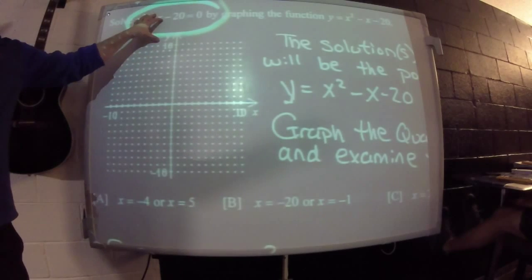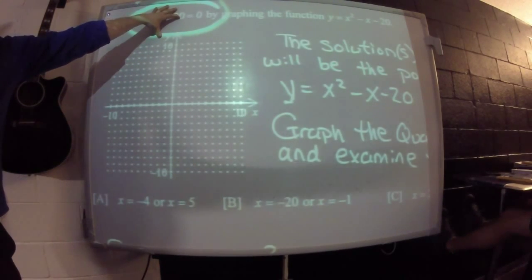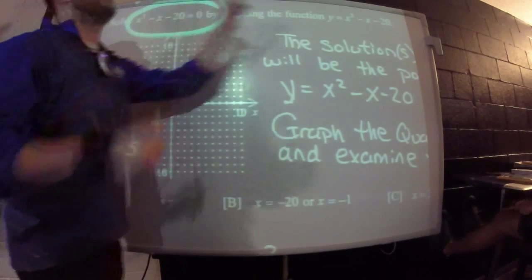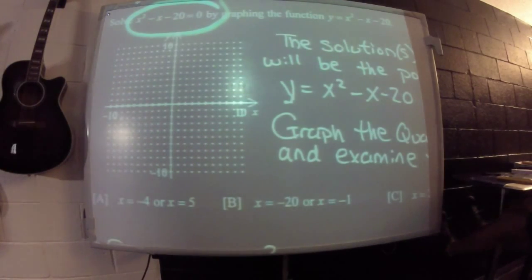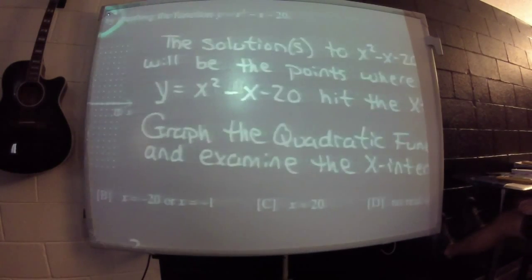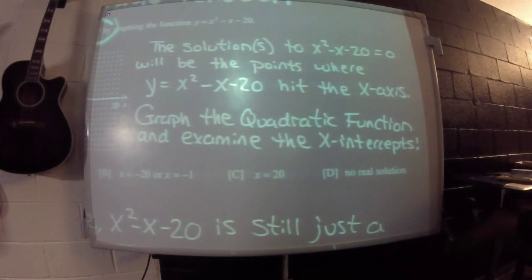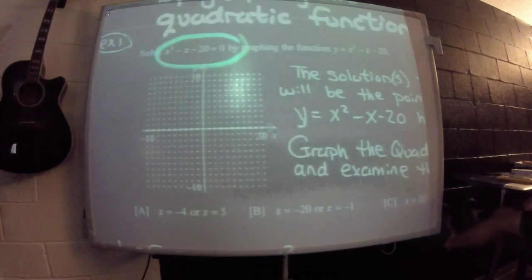What we can do is take this quadratic equation and turn it into a function. And remember, a function means that you're going to say y equals. So we're going to say y equals the quadratic part of it, x squared minus x minus 20. We can find the answers to a quadratic equation just by graphing it. The answers are going to be the points where the parabola hits the x-axis. Remember, a quadratic function is a parabola? So you're going to see this U shape. And wherever it hits the x-axis, those are going to be the answers to this quadratic equation.